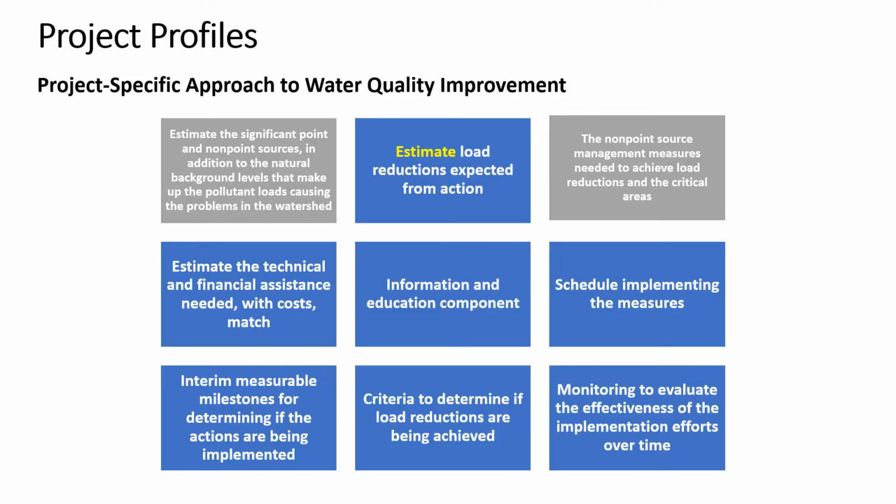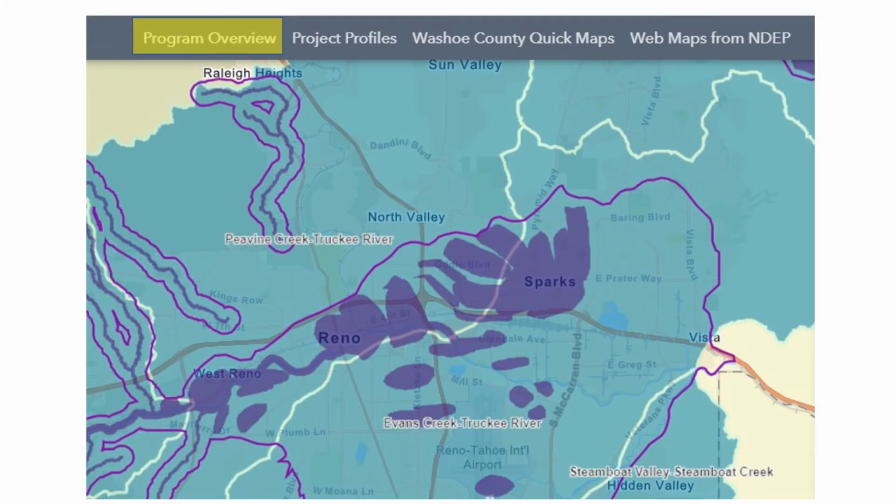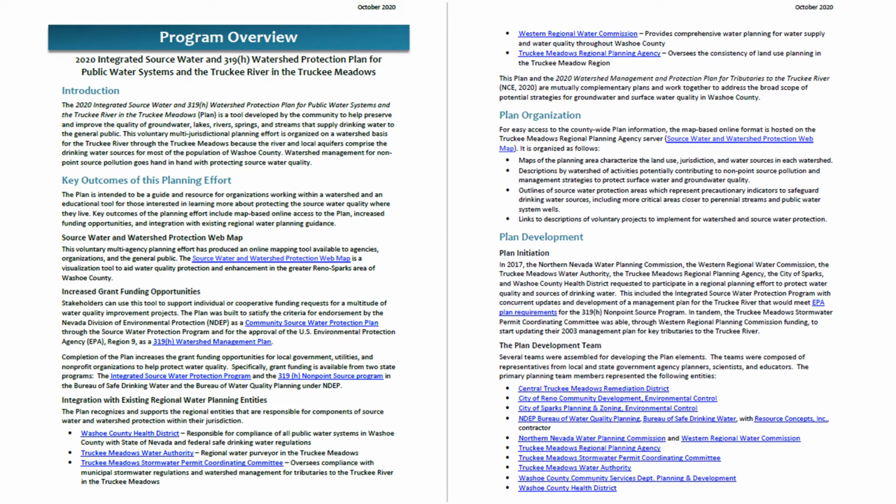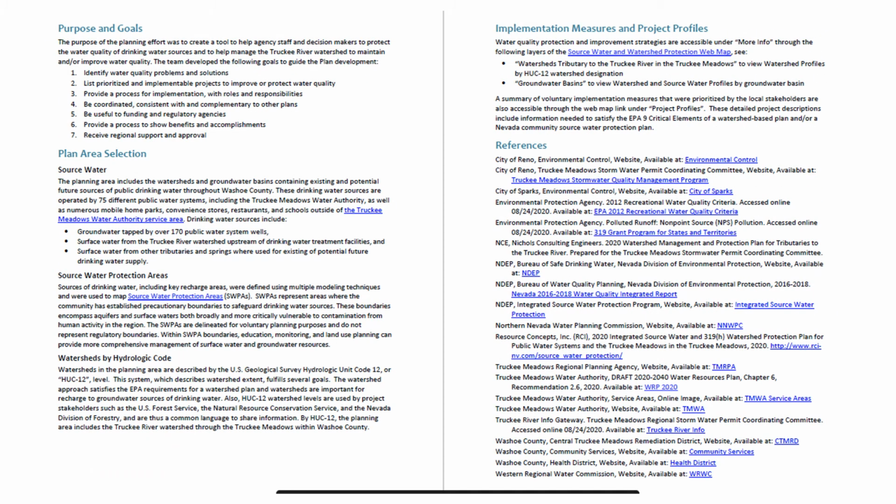The project profiles are important because they provide the key information required in the EPA 9 critical elements. If you've ever filled out a 319 grant application from the NDEP, you know that this information is also required in those grant applications. Another nice button up at the top is the program overview. This fabulous 4-page document is, again, chock full of information with clickable links to take you to the source information, including a nice set of reference information.